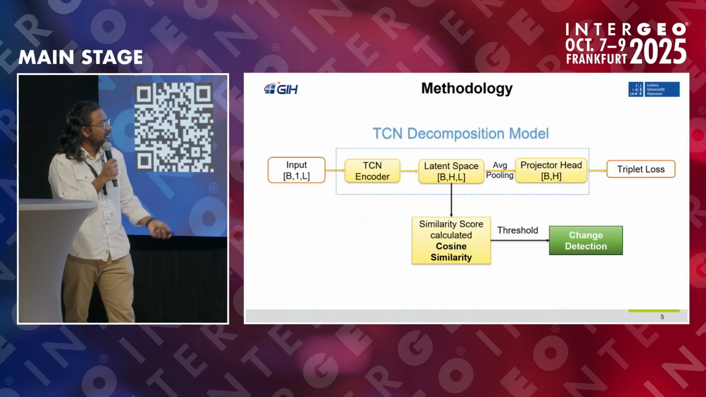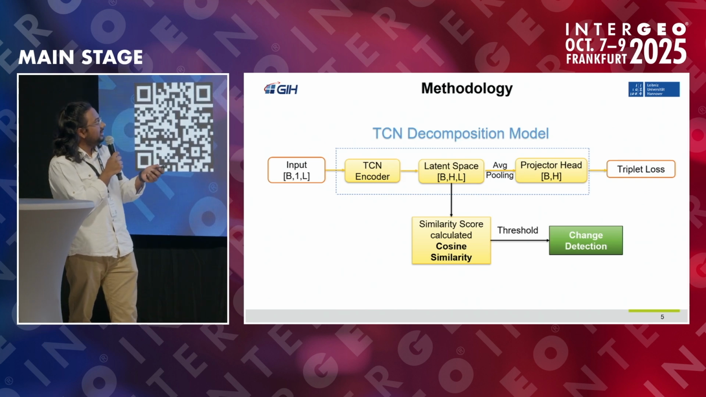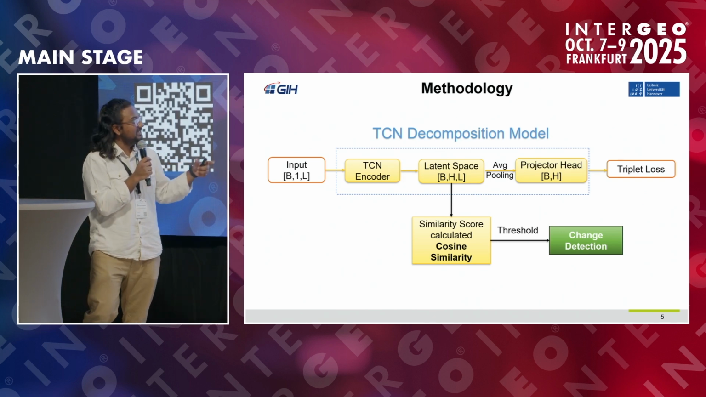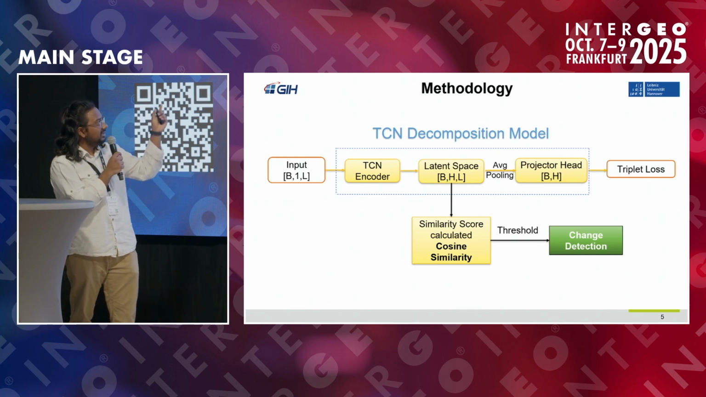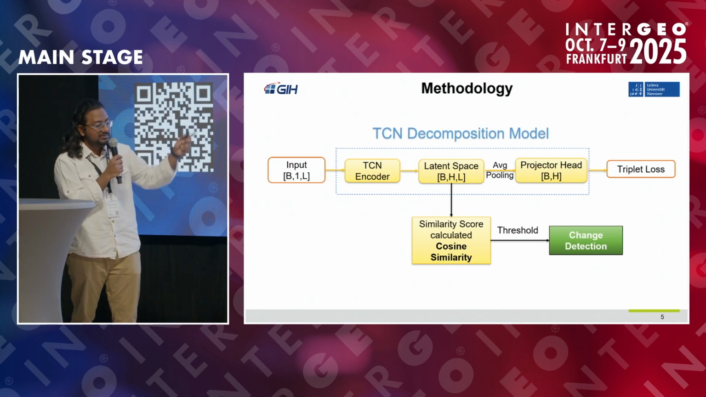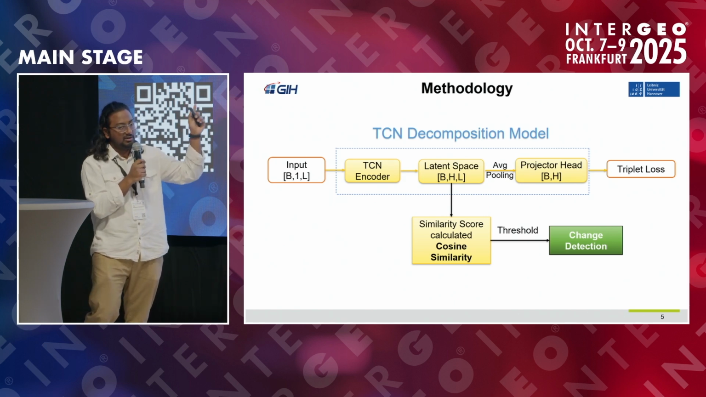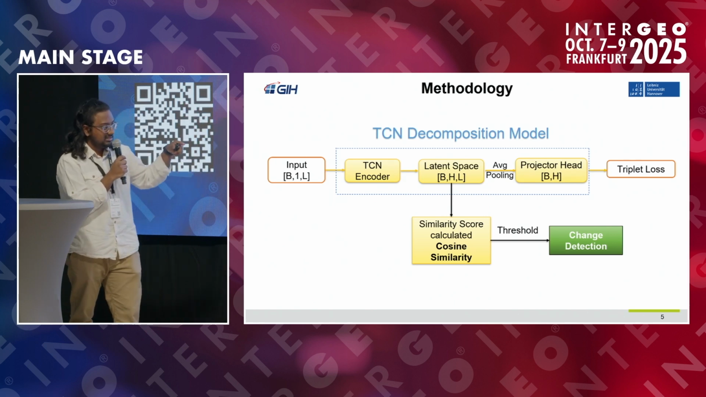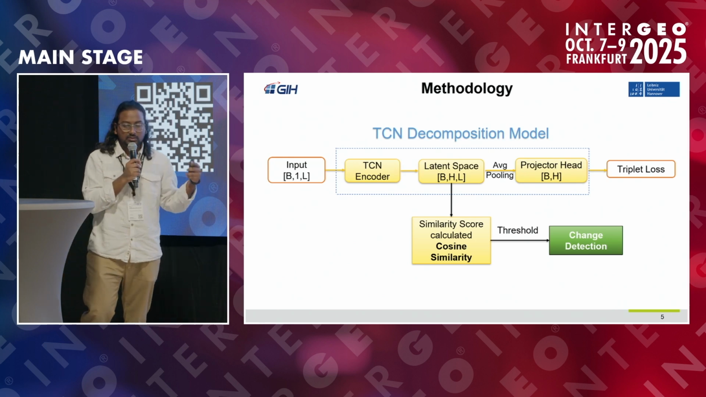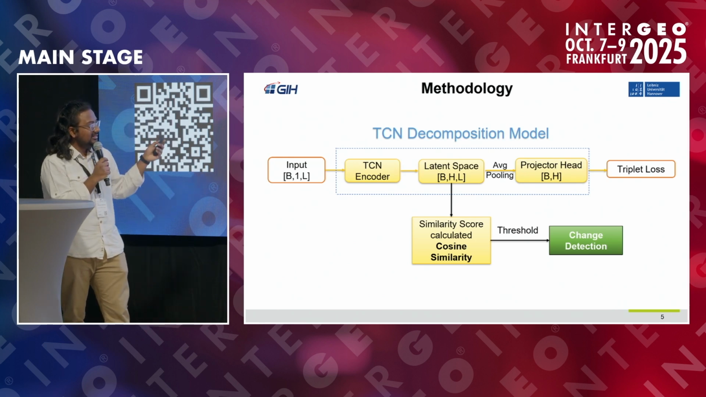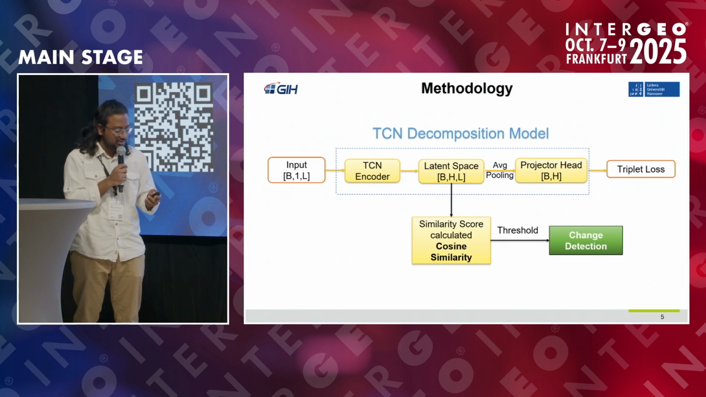Okay, let's have a closer look inside the TCN decomposition model. The main component here is the TCN encoder, which consists of various TCN blocks inside it. This encoder gives us the latent space. From the latent space, we do average pooling to get the projection net, which is then used for the training process. Whereas for the testing process, we take the latent space directly and compute a similarity score using the cosine similarity measure. And then we use a threshold function to calculate the possible change points.